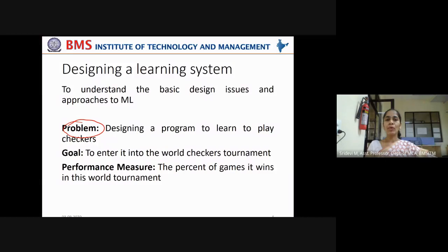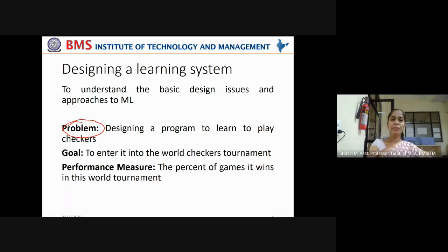Okay, now what is the goal? Our problem is to design a program to learn to play checkers. Now, what is the goal? The goal is to make that program enter the World Checkers Tournament. So you're trying to organize a match between a human champion who plays checkers and this computer program, and understand how well this particular program is performing.